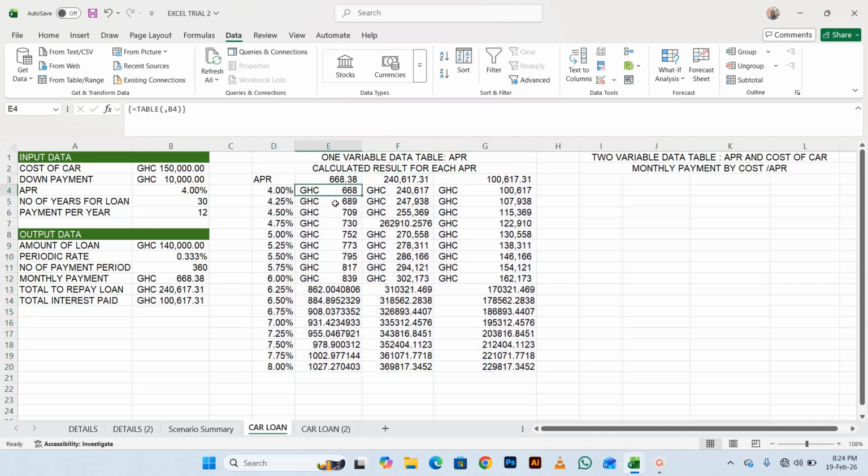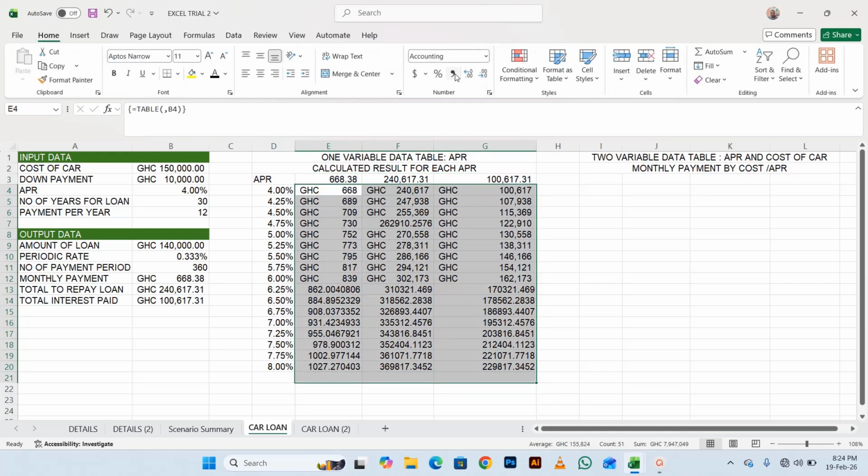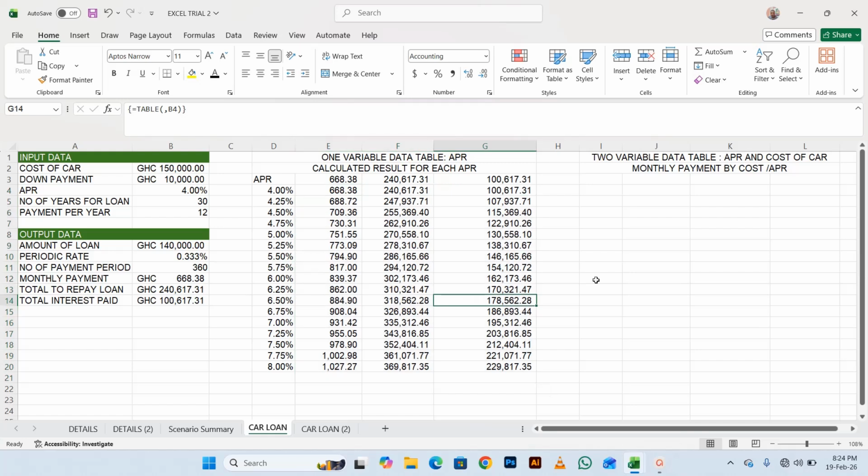Normally, when you do yours, this is what will happen. I think my cells have been formatted. This is what will happen. I think the question requested that you do up to 6, but I did it up to 8. So this is what will come.